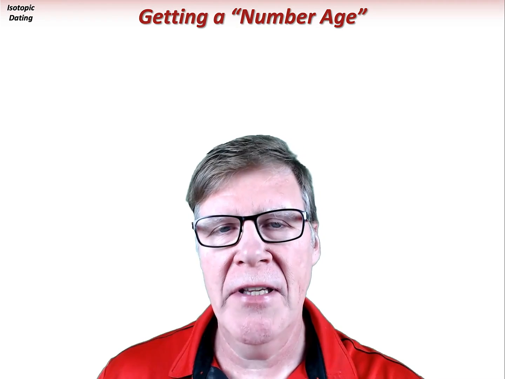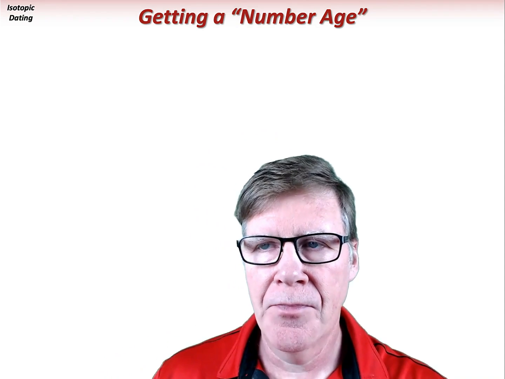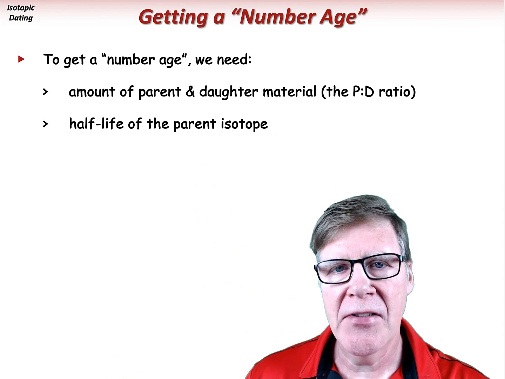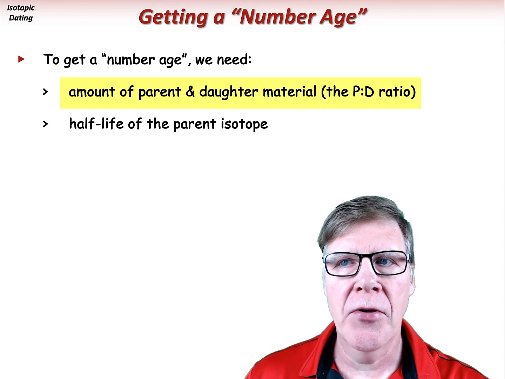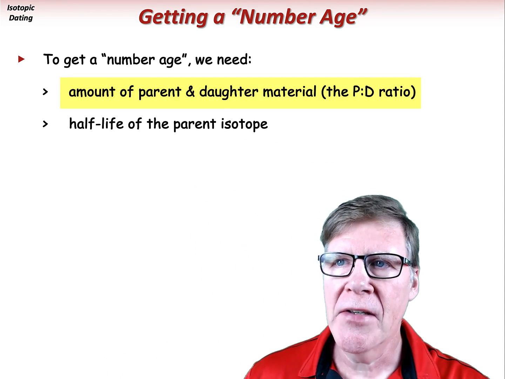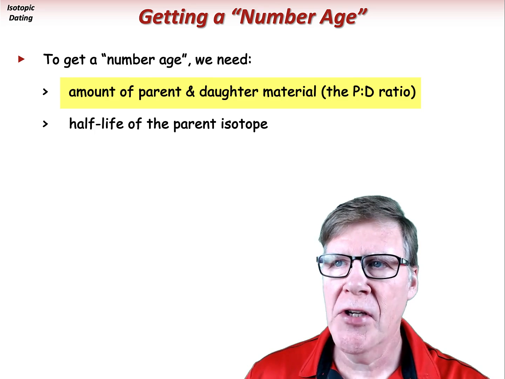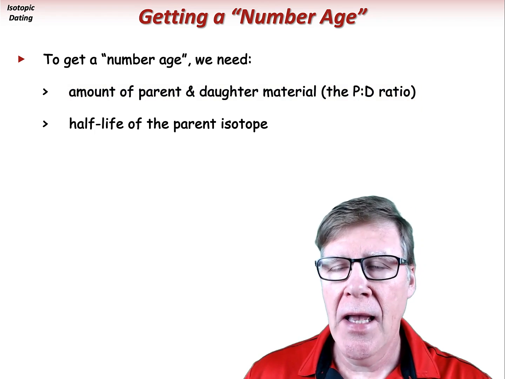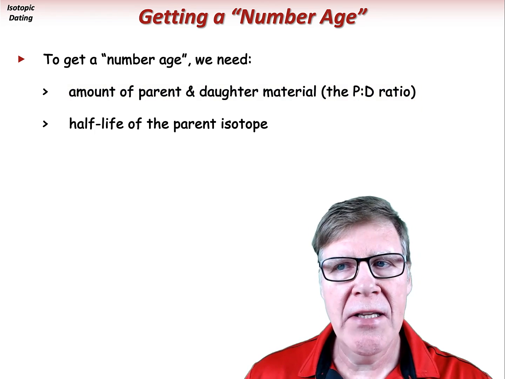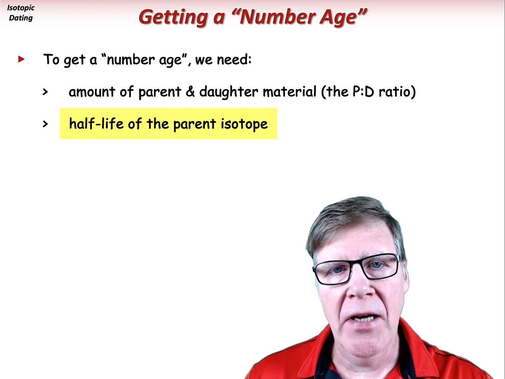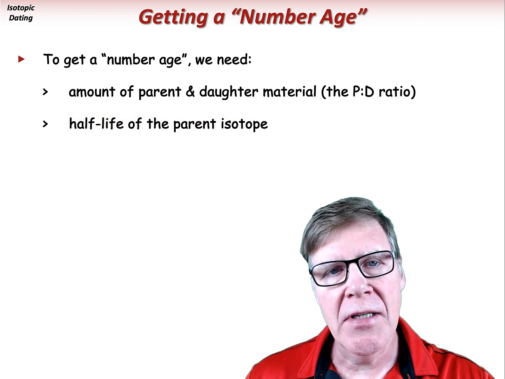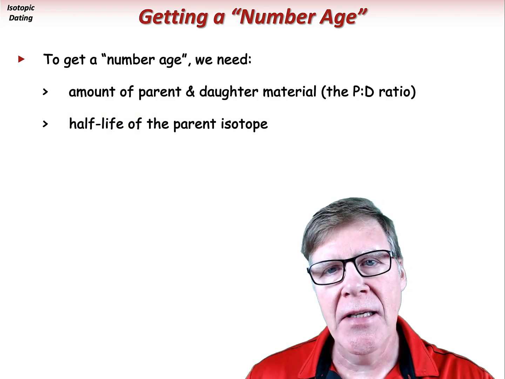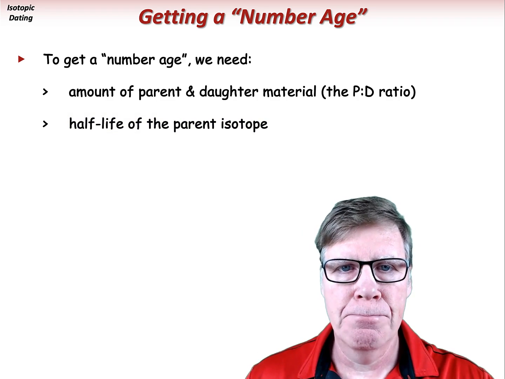So now we know what we need to get a number age. First, we must have a sufficient amount of the appropriate parent and daughter material. From this, we can determine the parent-daughter ratio and infer how many decay cycles or half-lives have occurred. Second, we need to know the half-life of the parent isotope. With this information, it is possible to calculate the isotopic date of the sample.